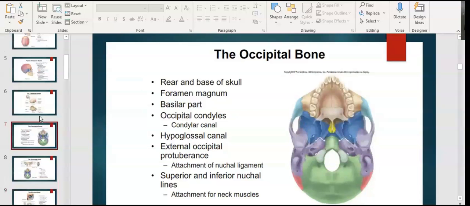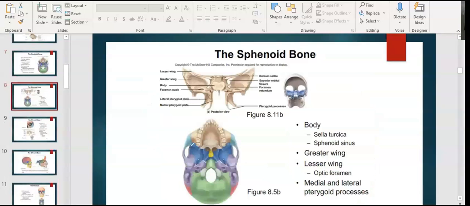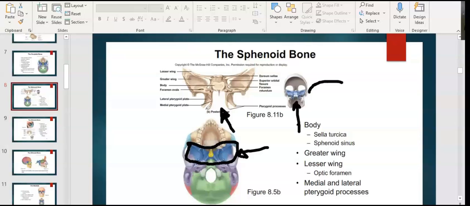If we scroll down right here, then this is the sphenoid bone right there. And we're looking at the sphenoid bone from the bottom. If you look at this from the back, like this way, then this is what you're going to see right here.